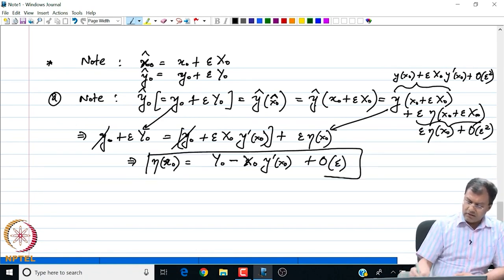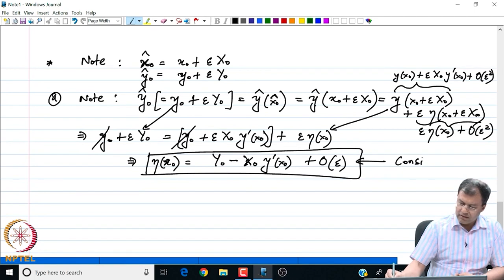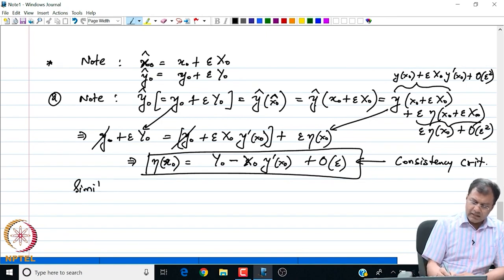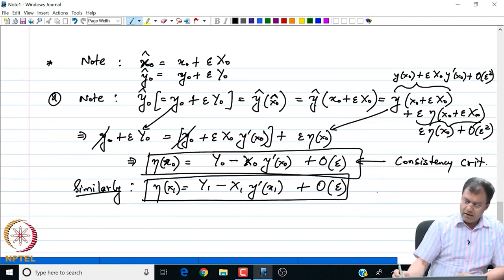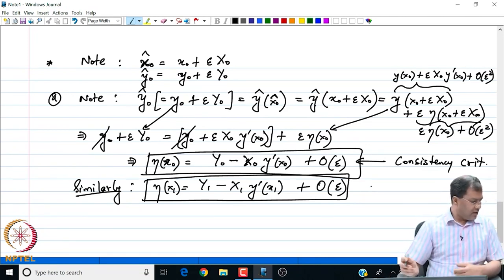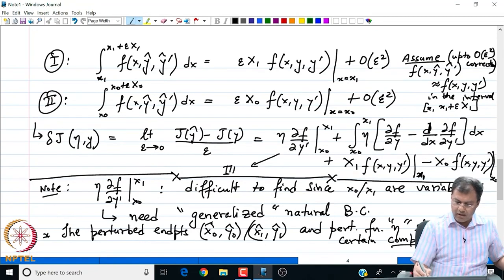So, this is the consistency criteria I was talking about, so that all the definitions are consistently defined. Similarly, I have the other definition of eta at the other endpoint. So, eta at x 1 turns out to be capital Y 1 minus capital X 1 times y prime at x 1 plus order epsilon terms, right. So, now we are ready to simplify our variation of the functional. So, let me call this entire relation as 3, right. So, this entire relation that I have written as 3.